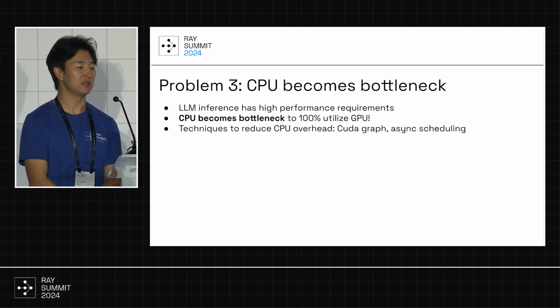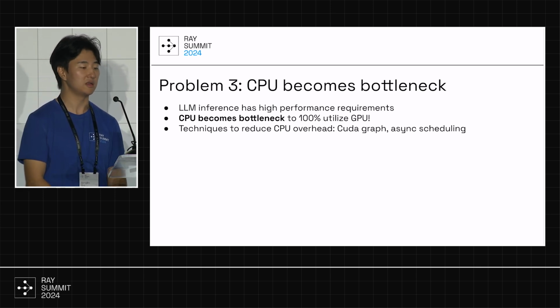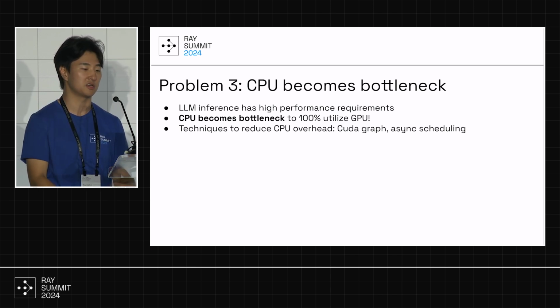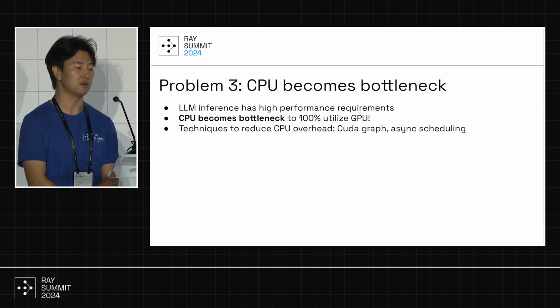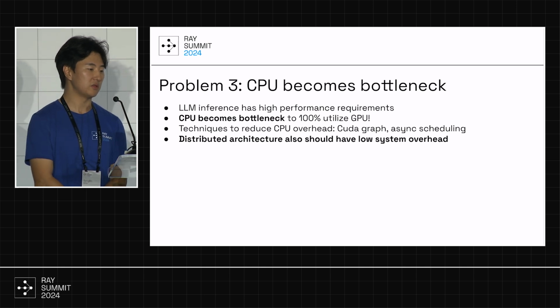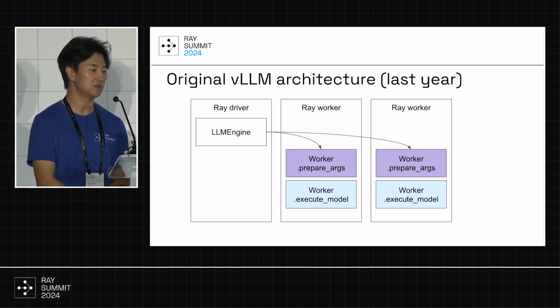And there have actually been a lot of techniques to reduce CPU overhead across the board. We are only going to focus on one technique today that's relevant to Ray, but there are a lot of different things like CUDA graph, or they're currently working on re-architecting the scheduler to be asynchronous, or many other different techniques, but we are only going to focus on one technique today. And this also means that the distributed architecture should have low system overhead.